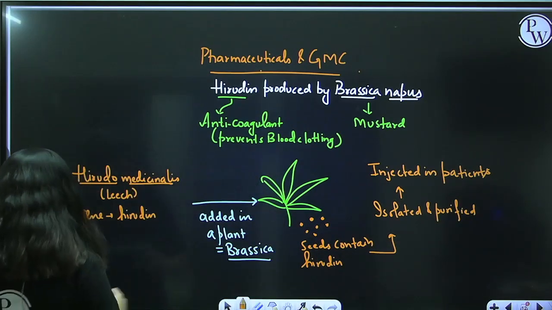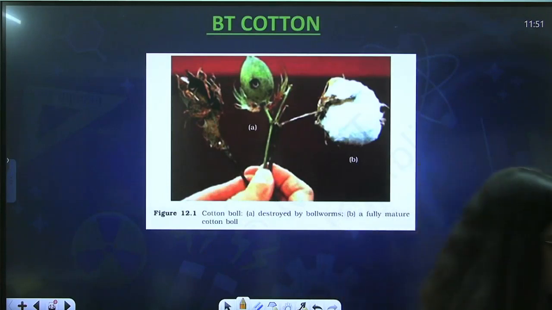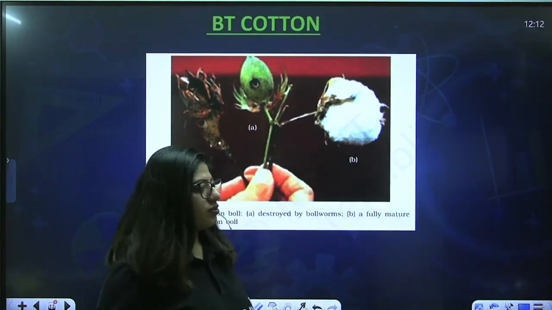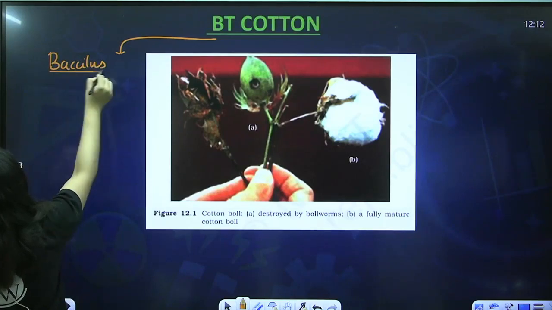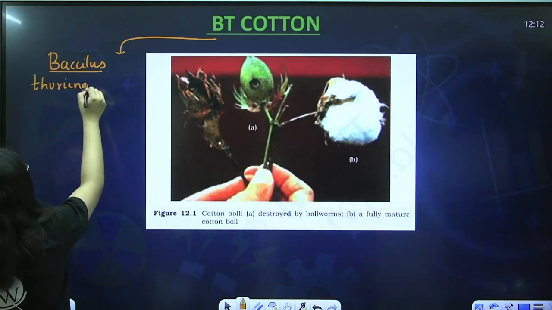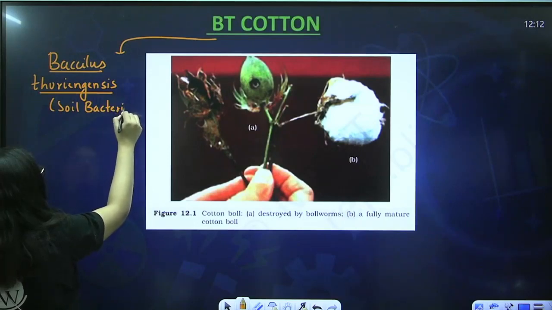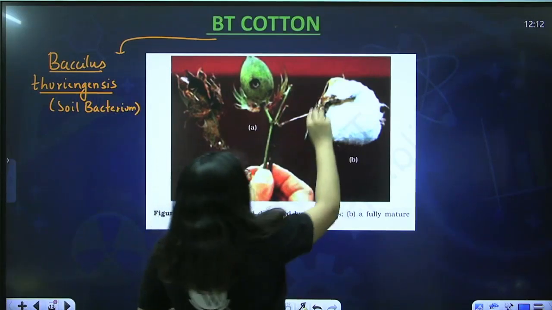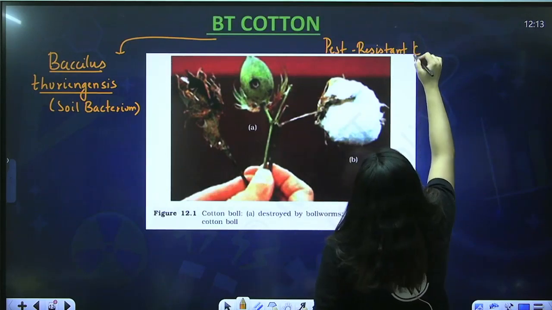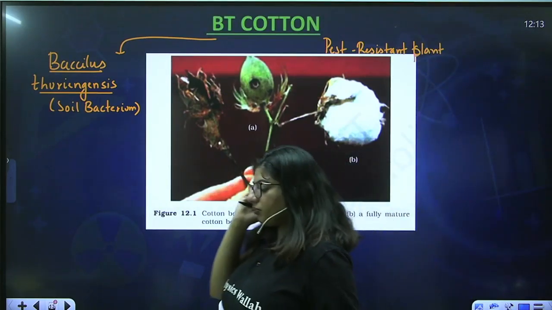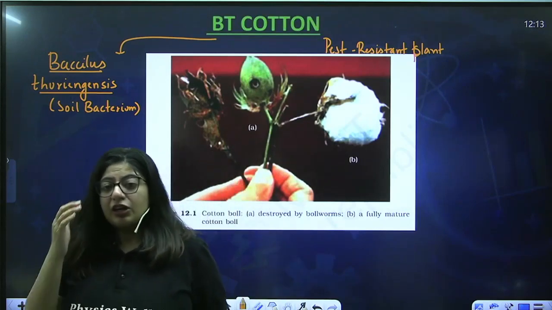Now next, let's see the application. How have we made pest resistant plants? So what is BT cotton? In BT, BT stands for Bacillus thuringiensis, which is a soil bacterium. So from here we got the word BT cotton. What's special about BT cotton? It's a pest resistant plant. That means a pest cannot destroy this plant. If I compare this with the normal cotton plant, the cotton plant can be attacked by a number of insects, but this plant cannot be attacked and killed by any insect. So this is a pest resistant plant.